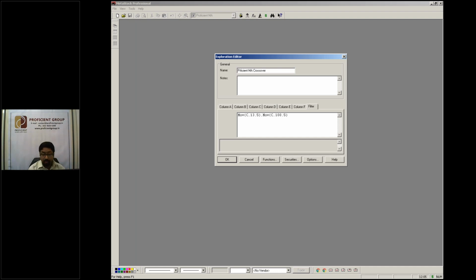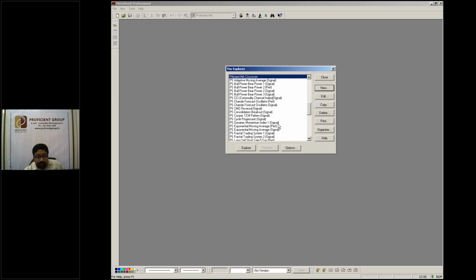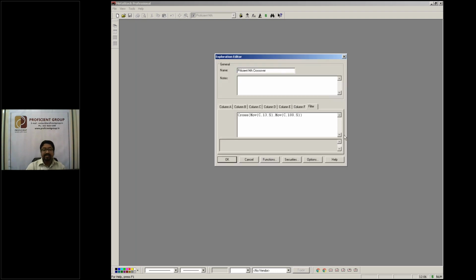Now how to program or how to tell MetaStock that I want to find out a crossover? For that, you have to use a cross function, right? There is a new function that I am telling you. It is called the cross function. Now here is the entire program. Here is the entire program, right?